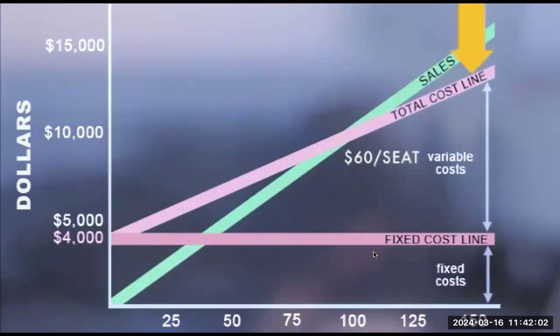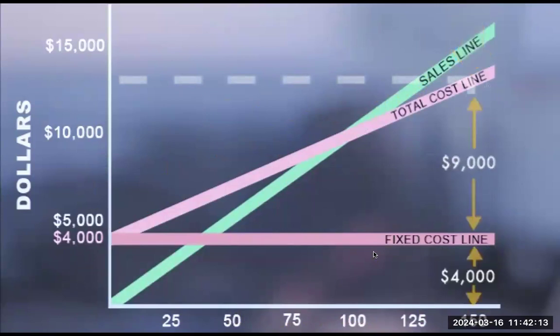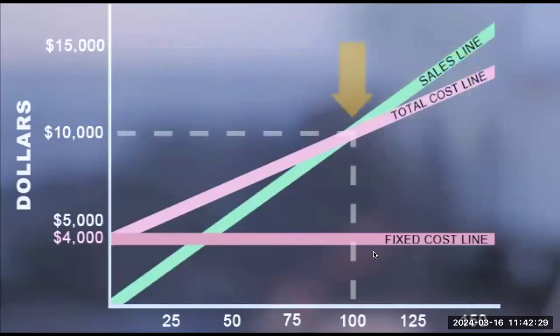So if the plane were fully occupied, the variable cost would be $60 times 150 seats, or $9,000. And the total cost would be $9,000 in variable costs plus $4,000 in fixed costs, or $13,000. Subtracting that total cost from total revenue, we get a $2,000 profit round trip. And where do they break even? That would be here at the intersection of the total cost line and the total sales line, where at 100 seats or $10,000 in sales, Southwest covers their costs but has not yet earned a profit.